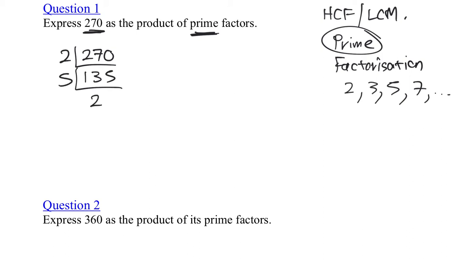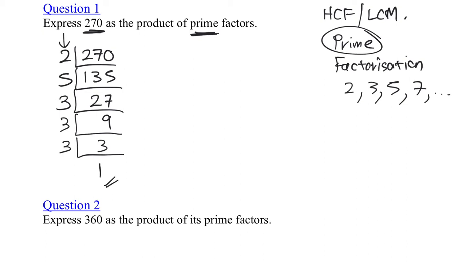And I get 27. Next, I'll divide by 3 to get 9. And then 3 one more time. Get 3. Last one. Finally, I hit 1, I stop. So I look at this column here, all in blue, and I write them as a product of prime factors where I can group them up as much as possible. So 270, you notice that I only have one 2, so 2 times 3, where I have 3 3s and 1 5.